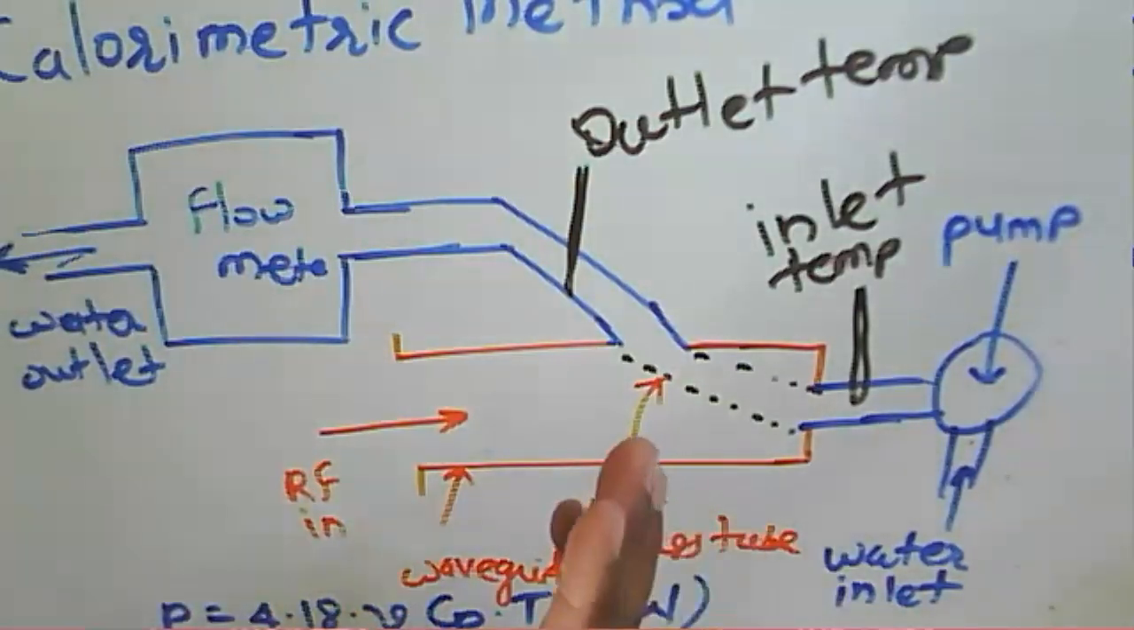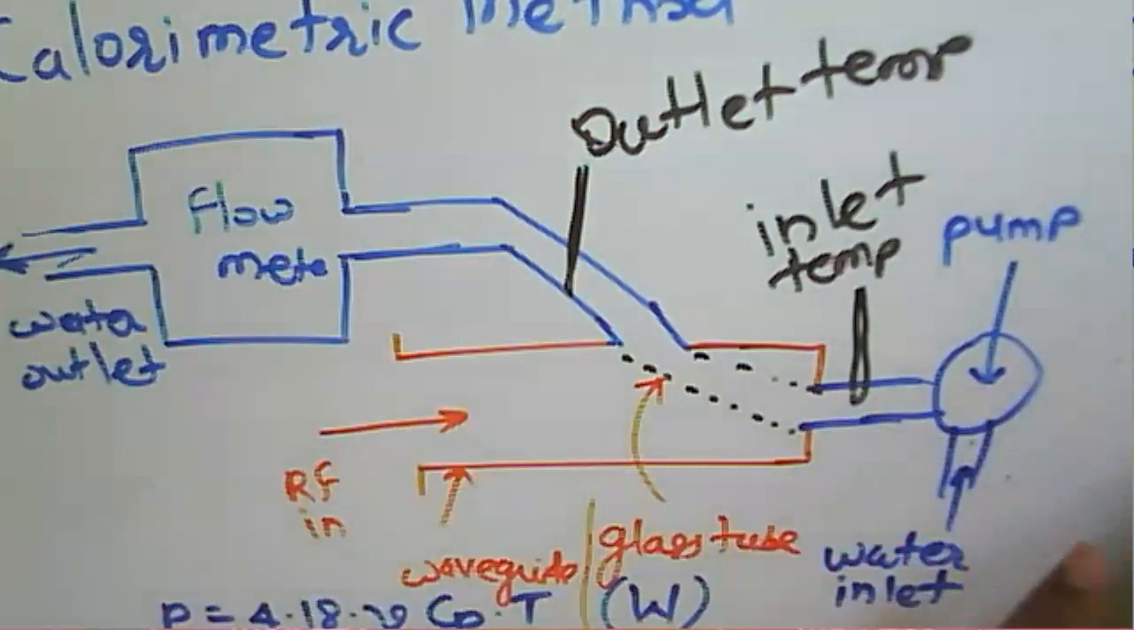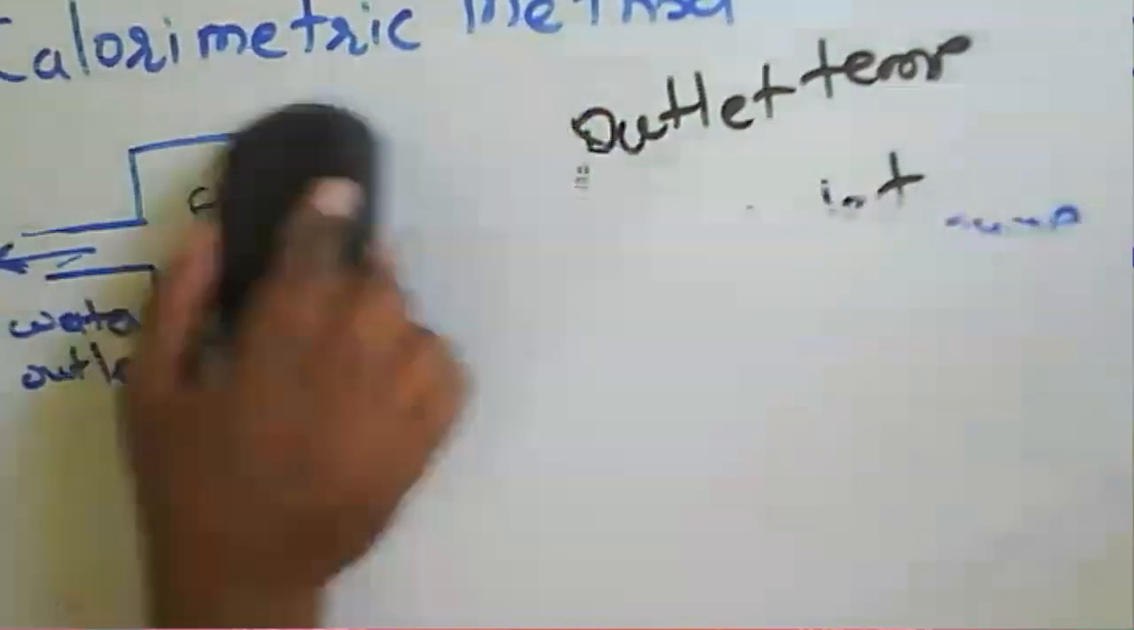Power changes in the temperature of this particular liquid or water, based on the RF input. So directly we will gauge the power with respect to changes in the temperature of the water there. So that is about microwave power measurement.